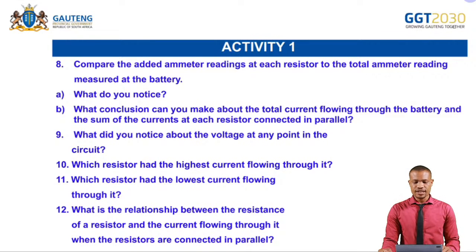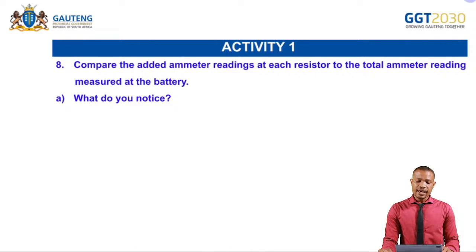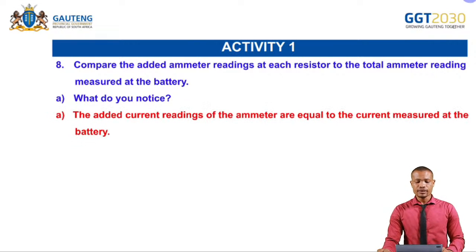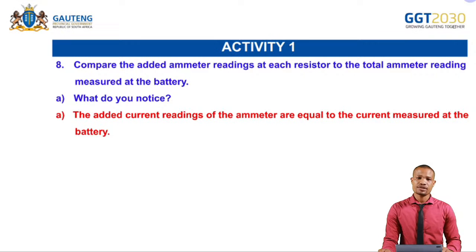Okay, the first question says, compare the added ammeter readings at each resistor to the total ammeter reading measured at the battery. A. What do you notice? Okay. The added ammeter readings of the ammeter are equal to the current measured at the battery. When we added the ammeter readings for all three resistors, they gave us the total current that was delivered by the battery. I hope you were also able to observe that.